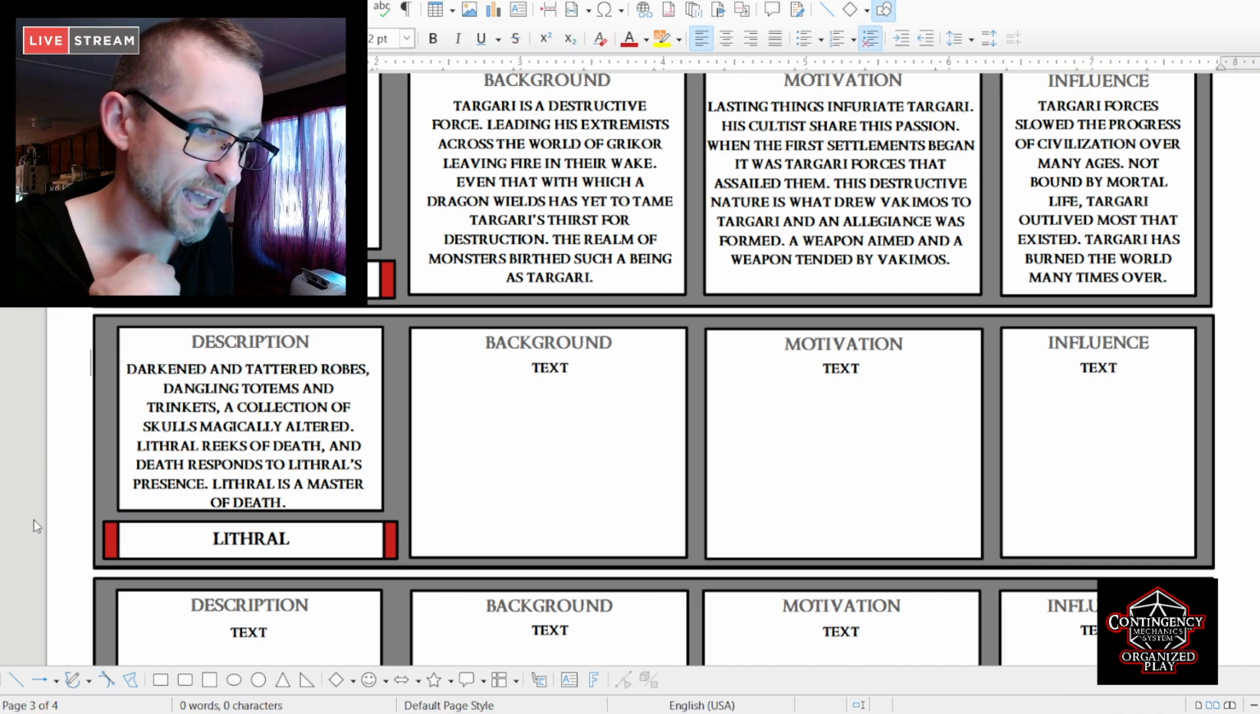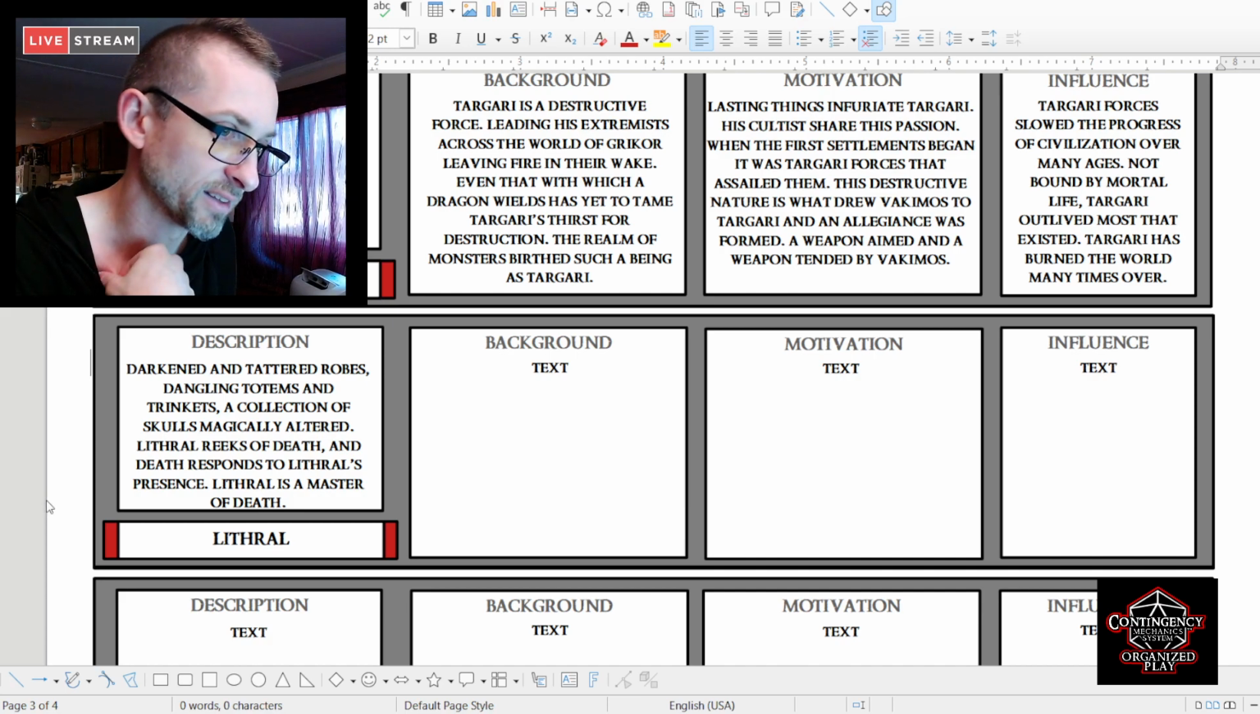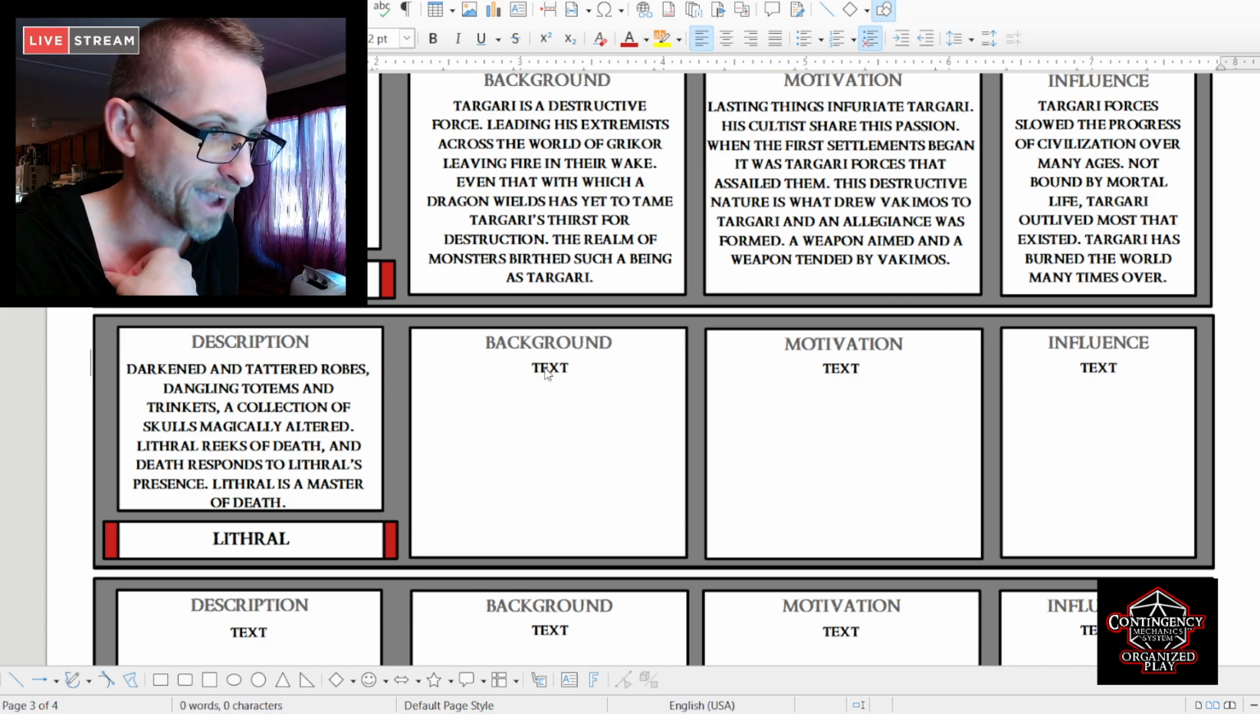So, darkened and tattered robes, dangling totems and trinkets, a collection of skulls magically altered. Lithril reeks of death, and death responds to Lithril's presence. Lithril is a master of death. That's simple. Background.